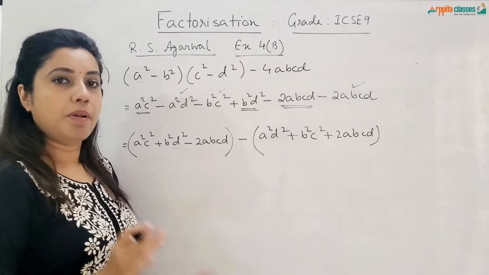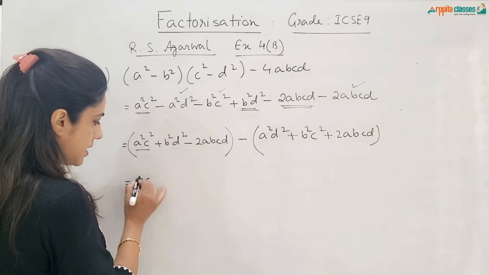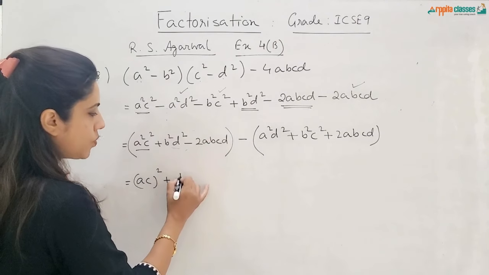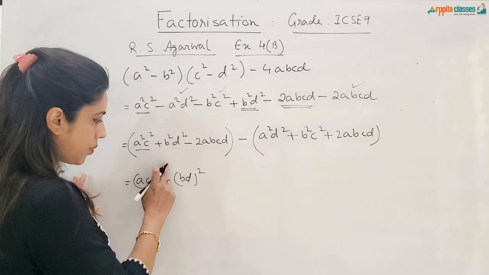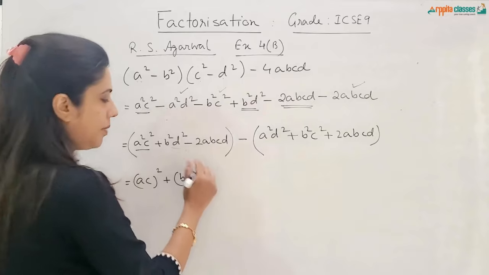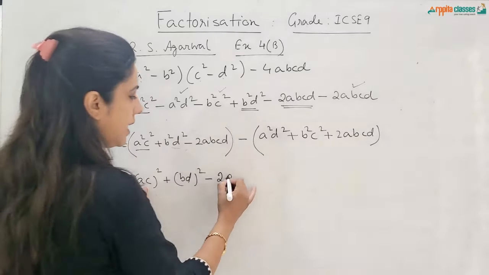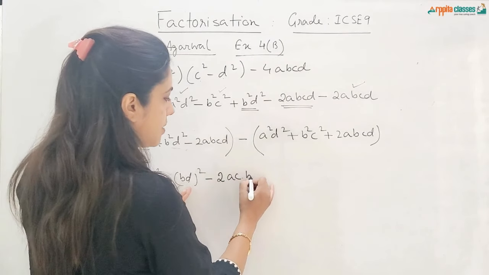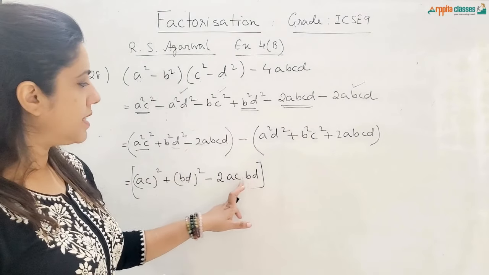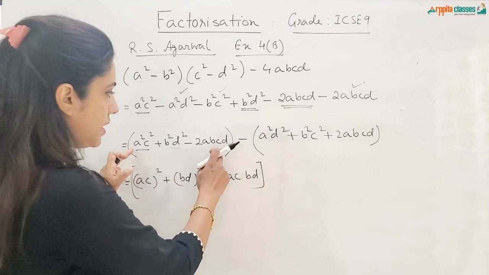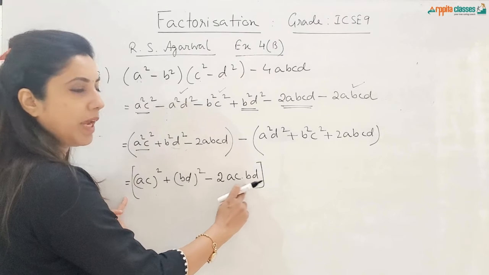Now see, I will be making two perfect squares. Here, this is what? This is AC the whole square and this is what? BD the whole square. So I got my A and B, A square plus B square. So here I am going to write 2AB minus 2AB. So minus 2, A is AC and B is BD. Now if you check, we have 2ABCD, that is this. So I have written this in this form of A square plus B square minus 2AB.